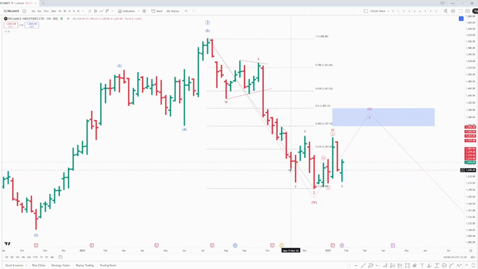So before we move to NIFTY, I have the Reliance weekly chart open here, and Reliance being one of the largest components of NIFTY. Here you can see from this top, it fell in WXY, Y was 3. This is all kind of 3, 3, 3, 3, 3 structure, which is a larger W. And now we are bouncing.